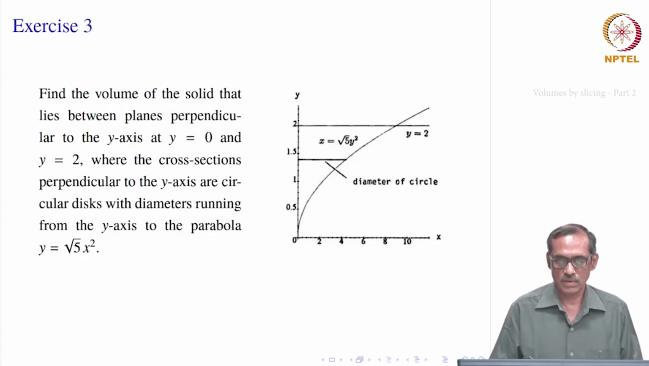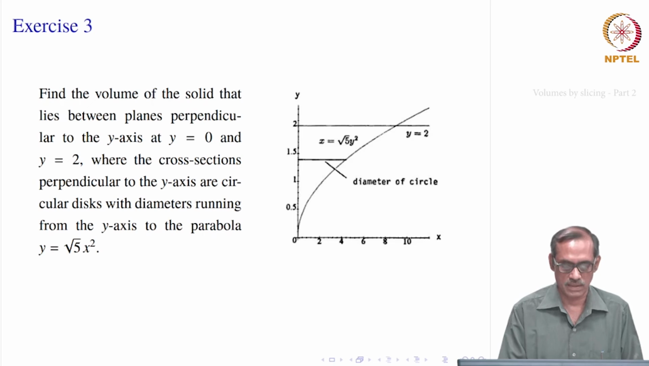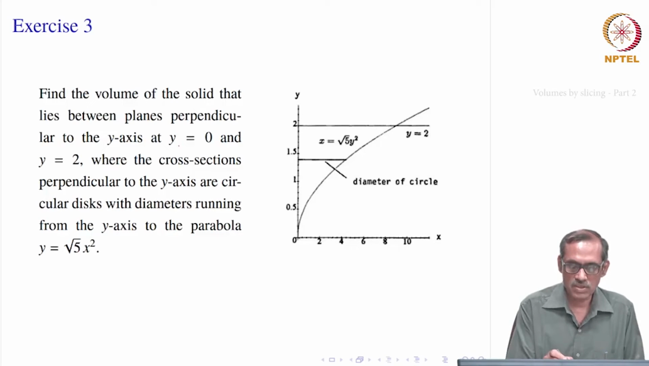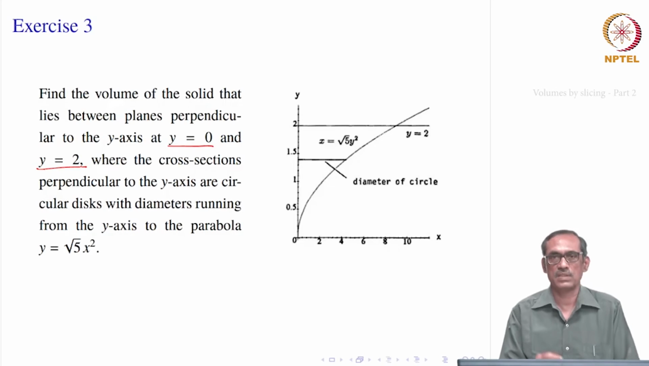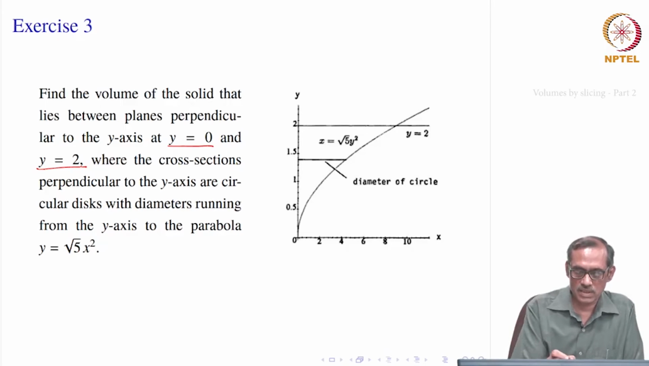Here we want to find the volume of a solid that lies between planes perpendicular to the y axis. So, that means we may have to express the cross sectional area in terms of y, and the planes are y equal to 0 and y equal to 2, between which the solid lies. So, we have the limits for y which are 0 and 2. Now, what about the cross sections?